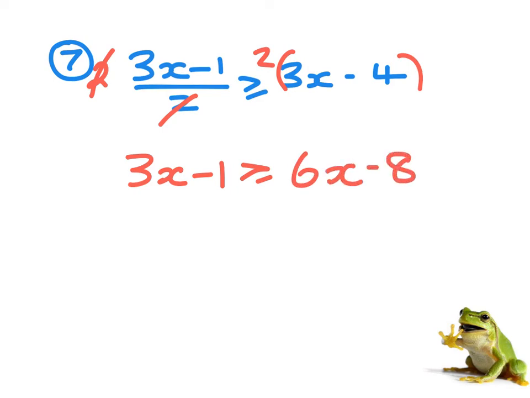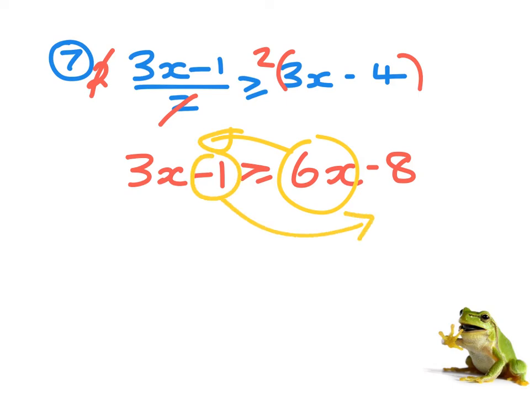Now you just get all the x's over to one side. Get all the numbers over to the other side. Do a little rearranging. And you should end up with x, symbol, number. You can work out what those are.